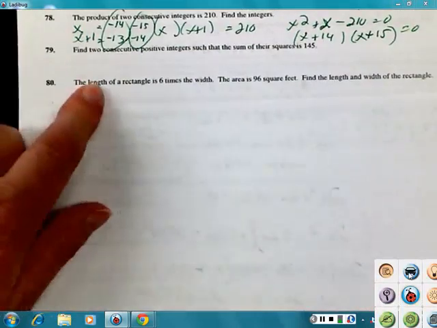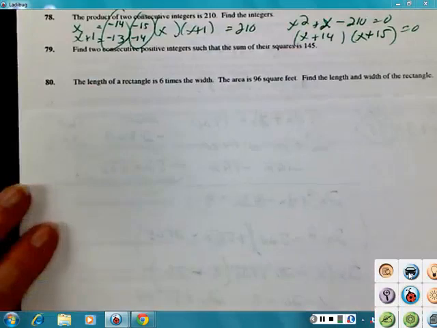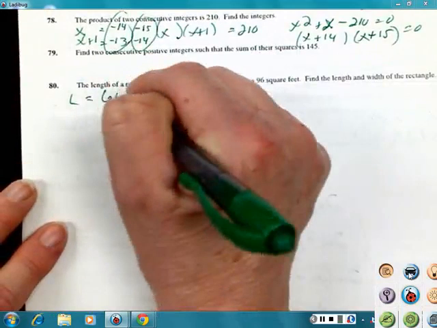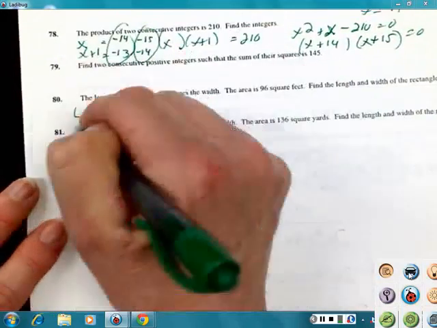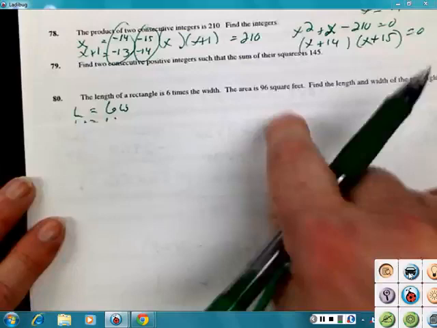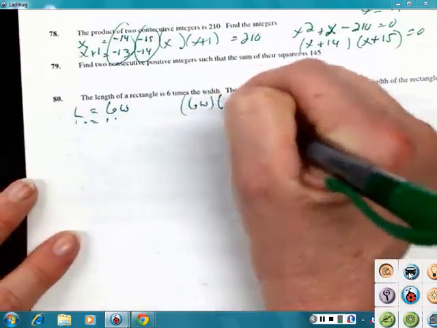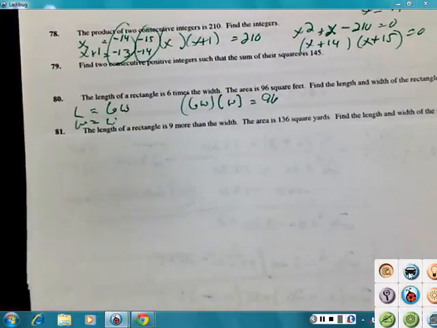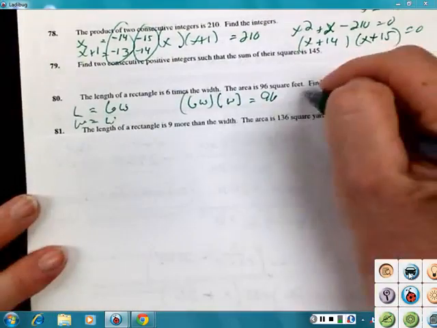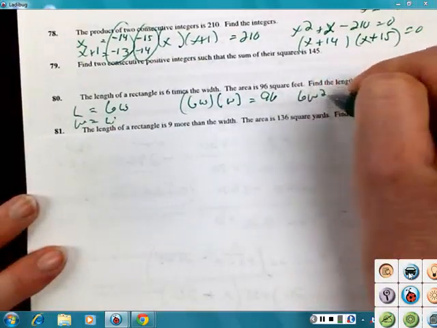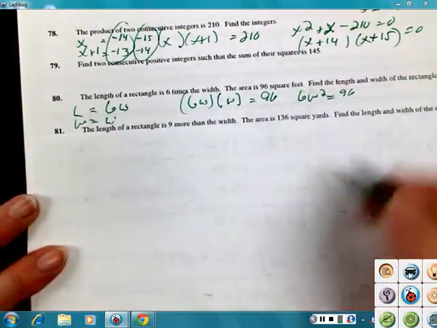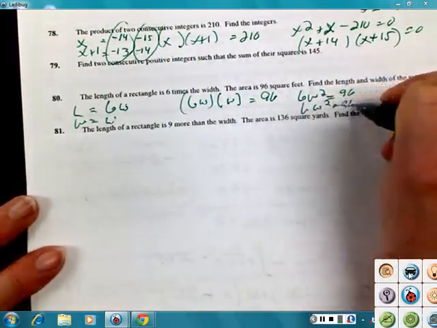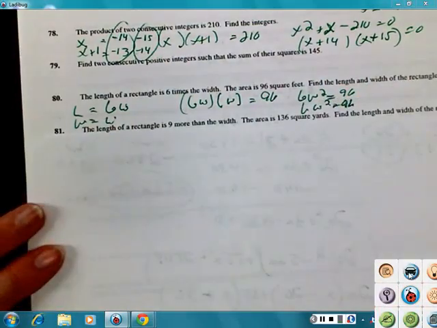The length of a rectangle is 6 times the width. So in that case, you've got length is 6w, and w is w. And if you're looking at area, it's going to be 6w times w equals 96. So that comes out to be 6w squared equals 96. Pull out 6w squared minus 96. I don't think we can take a 6 out of there.